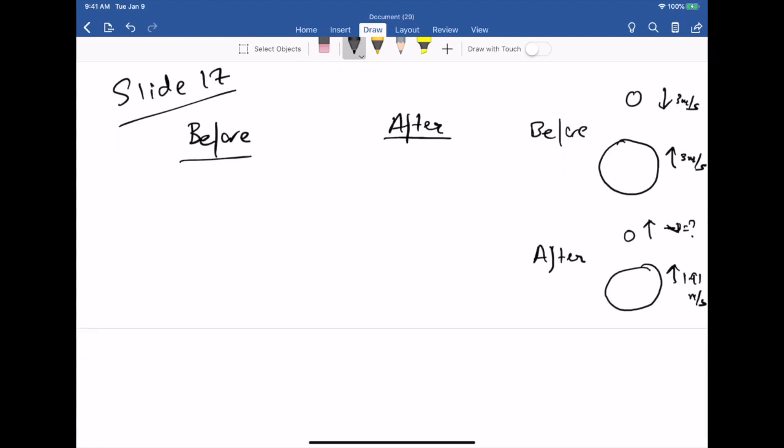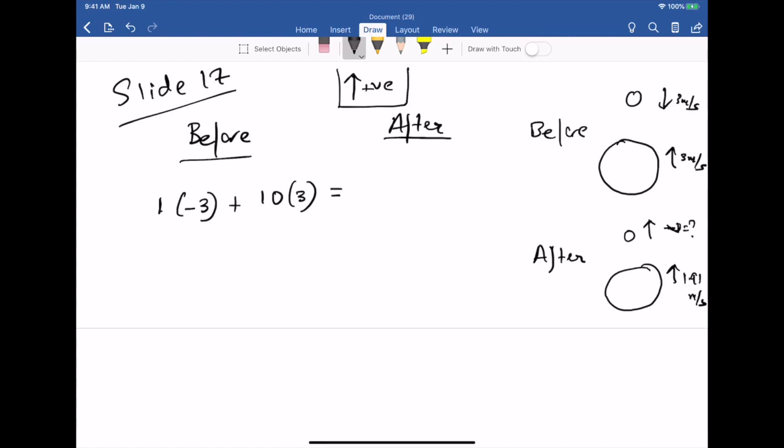So the total momentum before the collision would be, let's choose a sign convention. Let's just choose up is positive. Our sign convention is upward is positive. So the total momentum before the collision would be 1 multiplied by minus 3 for the small ball plus 10 multiplied by 3 for the large ball. Notice that I'm following the sign convention for the velocities.